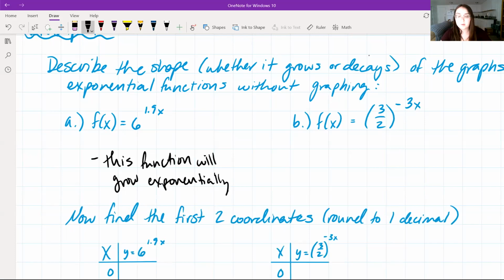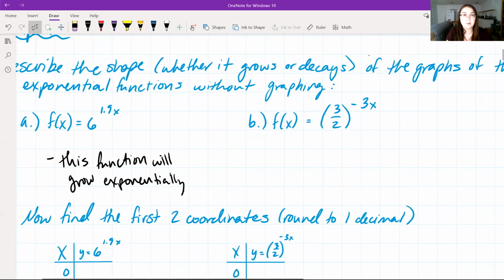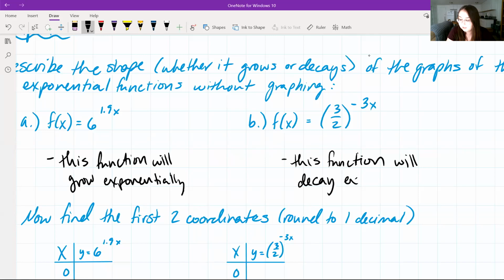All right, now we can look at problem B. We have f of x equals 3/2 to the power of negative 3x. We see that our base is greater than 1. It's not between 0 and 1, even though we do see a fraction. But our exponent has a negative sign in front of it. Because of this, we know that this function will decay exponentially.